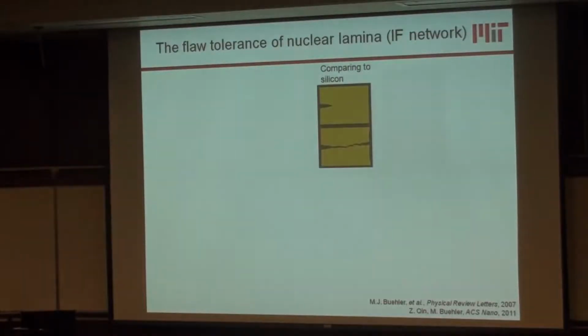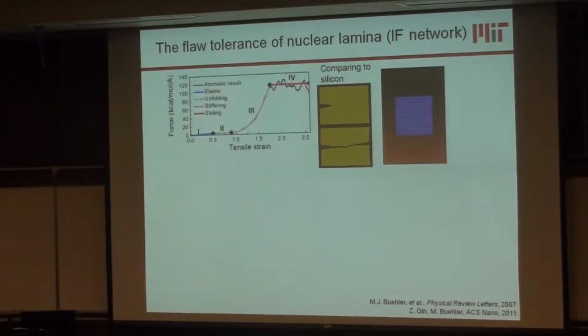And we use those force extension curves to train our network model to simulate how this network will behave if there's any crack. It has the background of the nuclear lamina, which is inside the cell's nuclear membrane, and it gives the cell's nucleus its mechanical property.